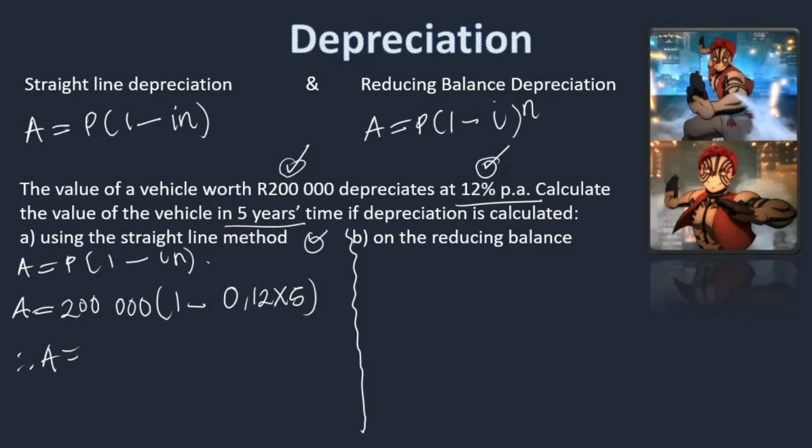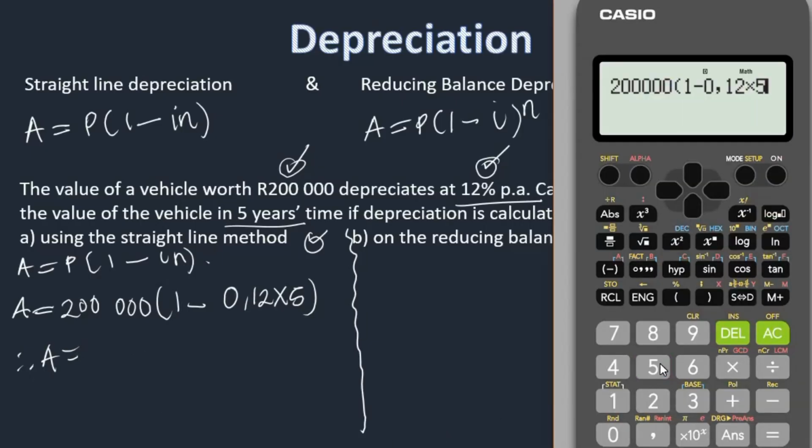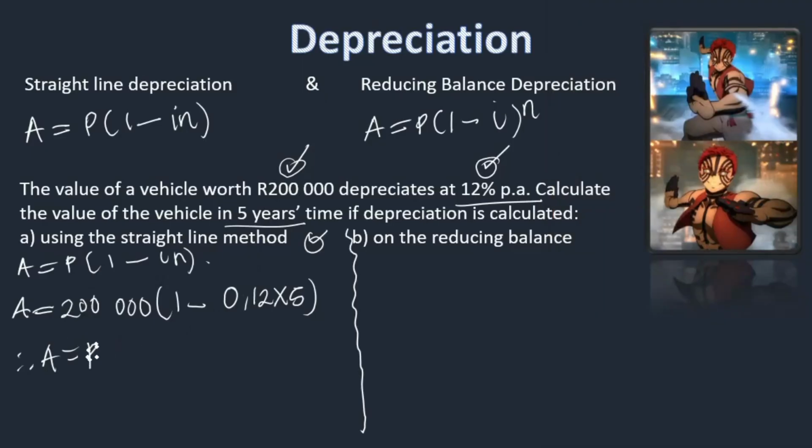So back to the calculator. Multiply this by 5. This is equal to 80,000. Doable. Which means the vehicle that we bought for 200,000 5 years ago, today it's no longer worth 200,000. It's worth 80,000 because it lost value, right? That's using the straight line method. And now let's use the reducing balance method.